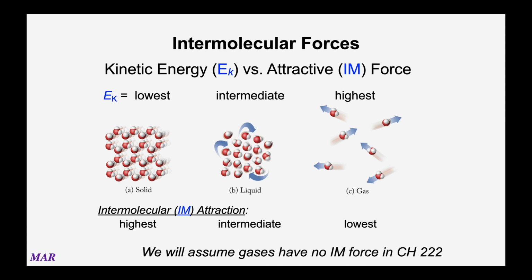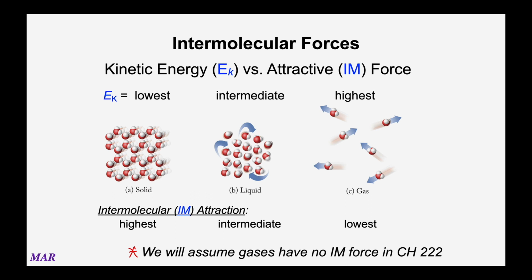This last part here on the bottom is kind of important, and I want to highlight it. We're going to assume in Chem 222 and Chem 223 that gases have no intermolecular forces working on them. And that's a fairly good assumption. It's not totally perfect, to be honest, but it works really well for this class. If you go past Chem 223 and talk about intermolecular forces, gases do have those forces working on them, but they're usually a lot less than liquids and solids. But again, we're going to assume gases have no intermolecular forces, solids have the strongest intermolecular forces, and liquids are in between.